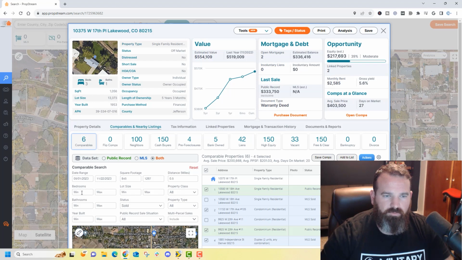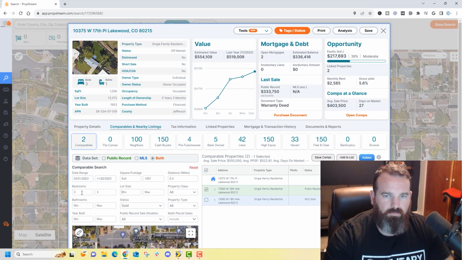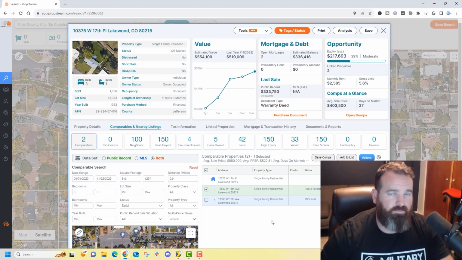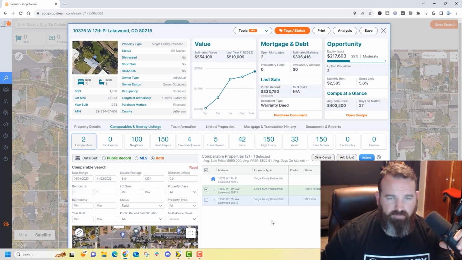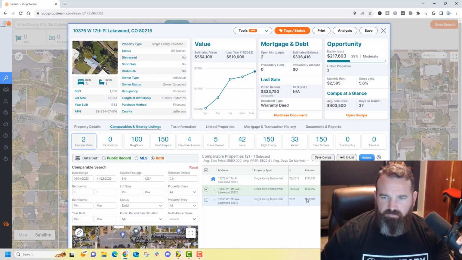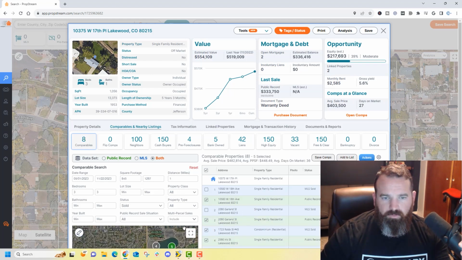This one's a 3-1, so we want 3-ones. Okay, so you can see that apparently only 2 have sold in the last half year, half mile, and one was public record. Oh, it's the same house. So this is the MLS. This is the public record, and it shows 550 was the sale price. Okay, so that's obviously not enough data. So I would go out to 1 mile before I would go.